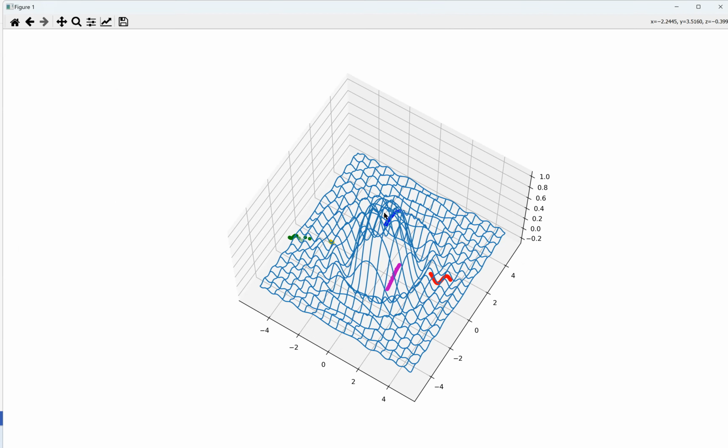Because we set C2, that is the coefficient of moving to global base, to a very, very low value. So it doesn't merge. They don't merge because they don't move to global base. Okay.